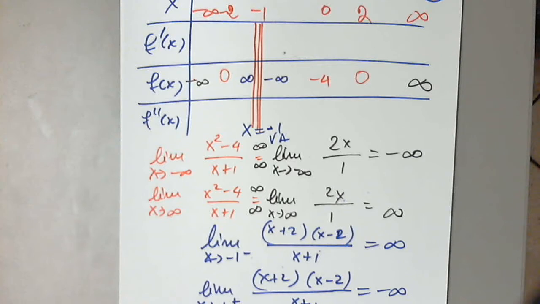We cannot find anything else about the function. Is this okay? Any questions, everyone? Okay, we're moving on to what?